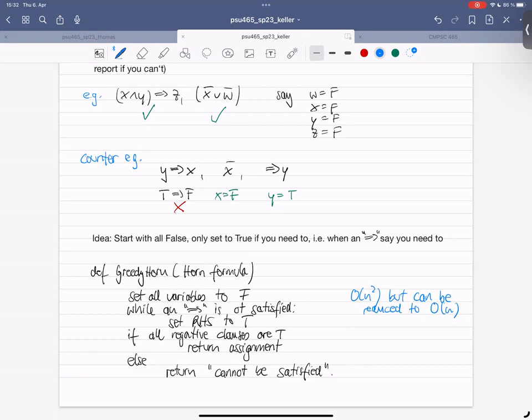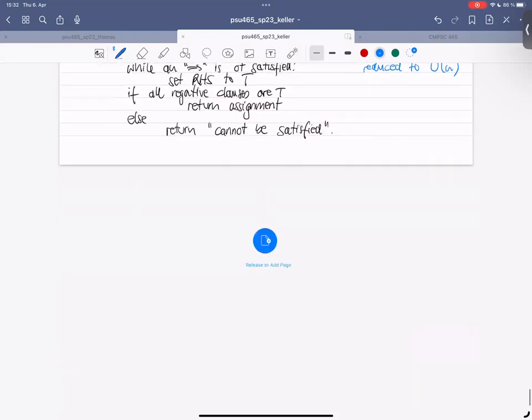Satisfying a clause means that it evaluates to true. Any other questions? Then let's have a look at an example.